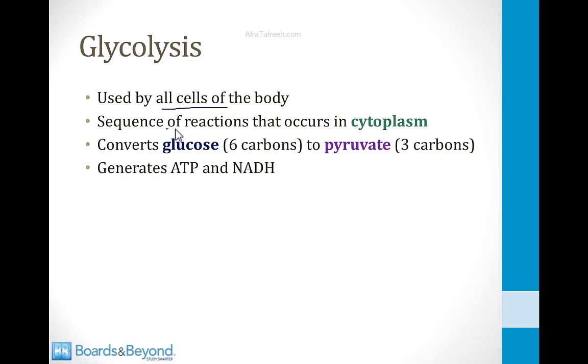It's a sequence of reactions that occurs in the cytoplasm of cells, and it converts glucose, which as you may know has 6 carbons, to pyruvate, which has 3 carbons. And in the process of doing this, it generates ATP and NADH. Now, most of you probably know that ATP can be used by cells for energy, but you may be less familiar with NADH, so let's talk about that now.